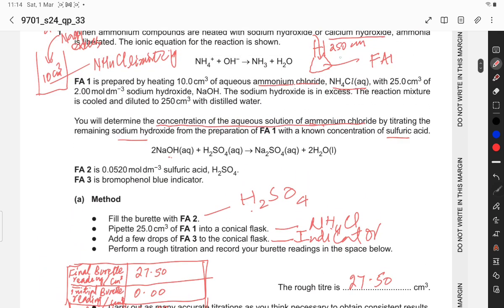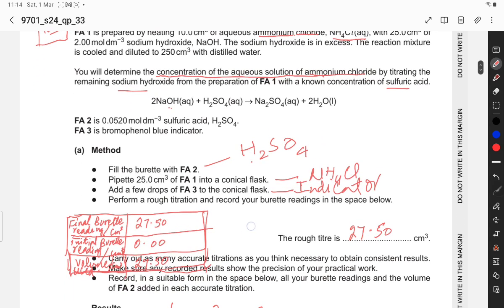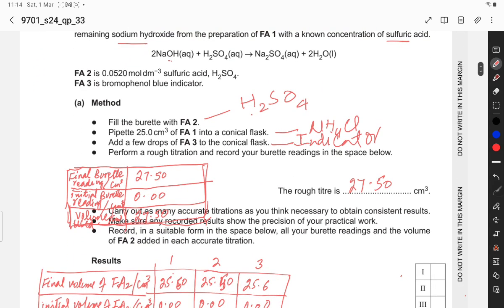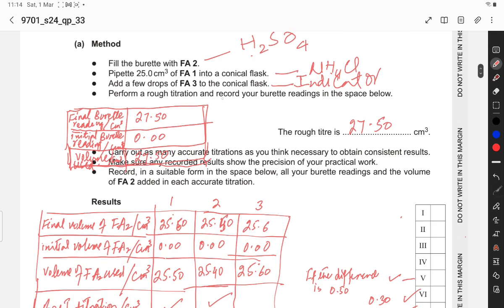This is the Fa1 solution in which ammonium chloride and sodium hydroxide is used in excess. Now fill the burette with Fa2, and add a few drops of Fa3 to the conical flask. Perform a rough titration and record your burette readings in the space below.